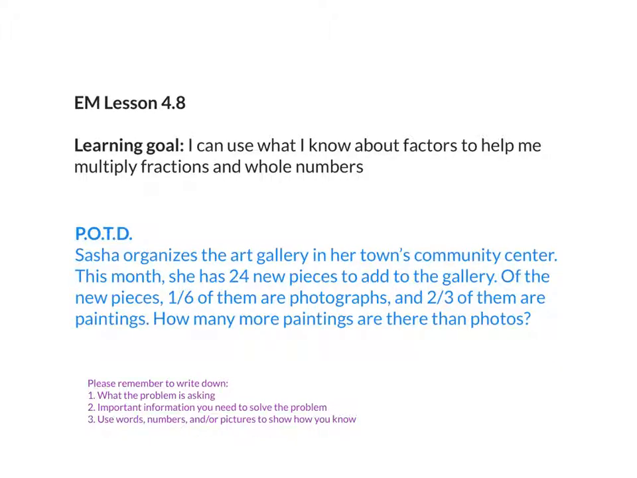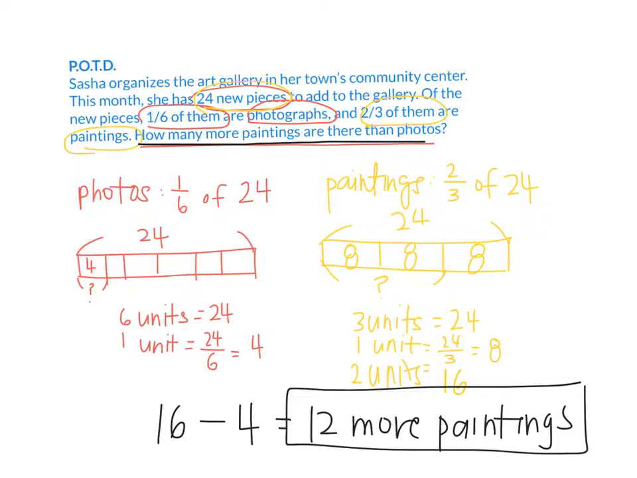Okay, today is Wednesday, February 6th, and we are continuing right along with Eureka Math Module 4, Lesson 8, okay? Today, your learning goal is by the end of the lesson, you should be able to explain how you can use what you know about factors to help you multiply fractions and whole numbers. So we're going to use what we know about factors to help us when we're multiplying fractions and whole numbers, adding on to what we learned yesterday.